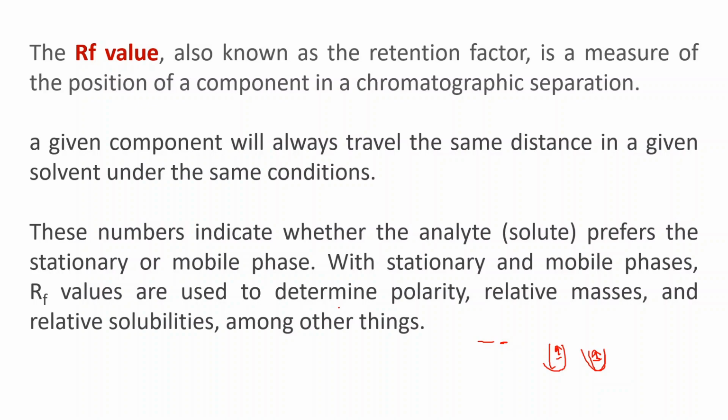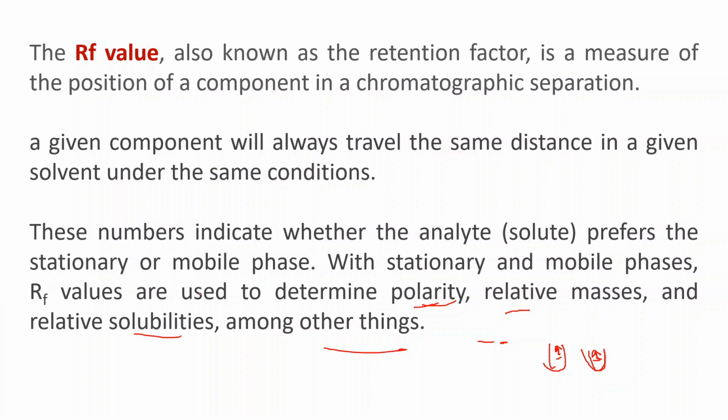The RF value tells you whether the analyte prefers the stationary phase or the mobile phase based on polarity, relative masses, or relative solubility, among other things. So these are the three major things. If the analyte is more polar with either the stationary phase or the mobile phase, that will tell the RF value. It is based on the relative masses also. And solubility means whether it is more soluble in the mobile phase or in the stationary phase; that also we can identify from the RF value.